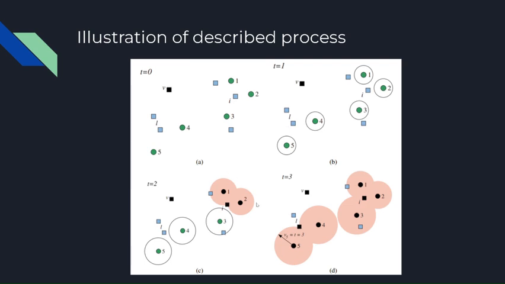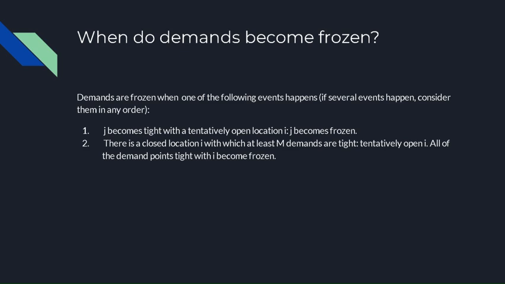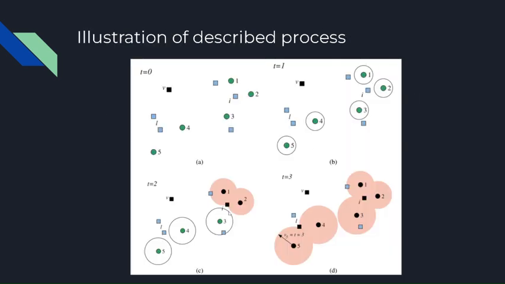Now at t is equal to 2, you can see that for 1 it is becoming tight at 2 locations, and for 2 it is becoming tight at 1 location, and this location is common with 1. And in this particular instance of the problem, we are assuming m is equal to 2. So at this location that has become black, you can see that 2 demands are getting met. And so if we go by the second condition, we have m demands, that is m is equal to 2, that are tight. So we will tentatively open this location, and hence it has become black, and we'll freeze them.